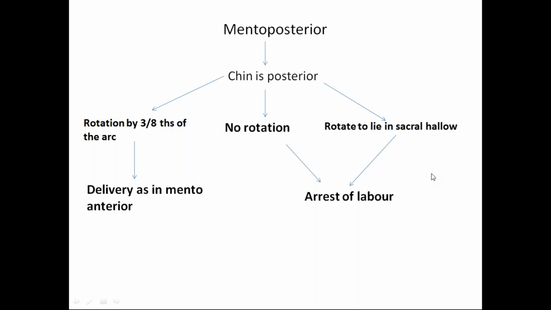Persistent mento posterior also has no normal mechanism of labor. Then brow presentation, there is no normal mechanism of labor. So these are some of the malpresentations and malpositions. They don't have a normal mechanism of labor, so usually they go into obstructed labor.